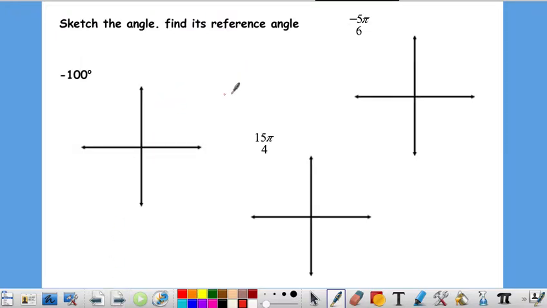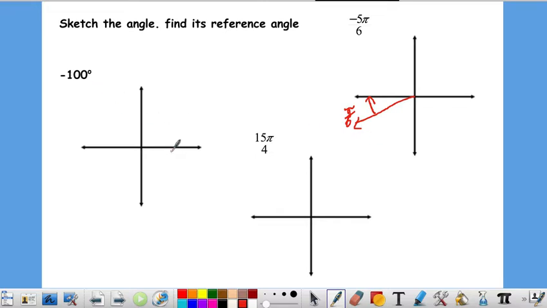So to use this idea a little bit before we put it into a little more practice, we're going to sketch an angle and then find the reference angle. So if we're going negative 5 pi over 6, we're going clockwise, and this is almost 1 full pi. So we're going this way and then somewhere like this. And if you'll notice, you're 1/6 away from just negative pi. And that's actually what your reference angle is here, pi over 6.